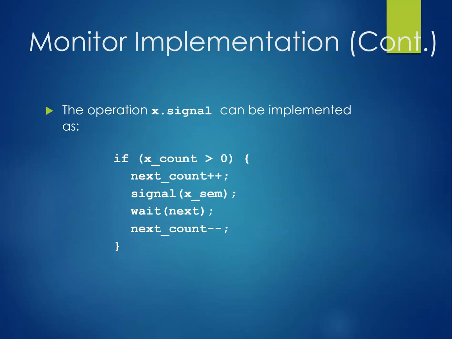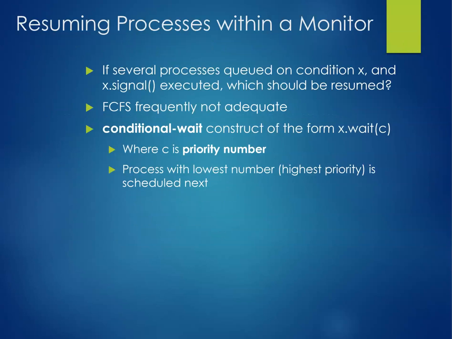And here's the implementation of x.signal. Next count is incremented, and then we signal the semaphore to say something else can run, and then we wait on this particular one, moving to the next in the list. This is rather complicated, and the nice thing is that there are features within most languages these days to make this much easier.